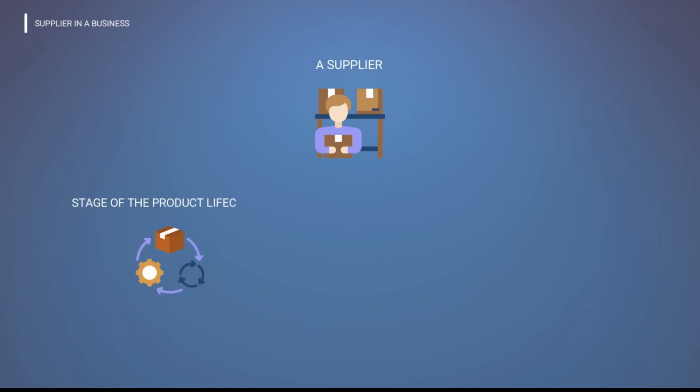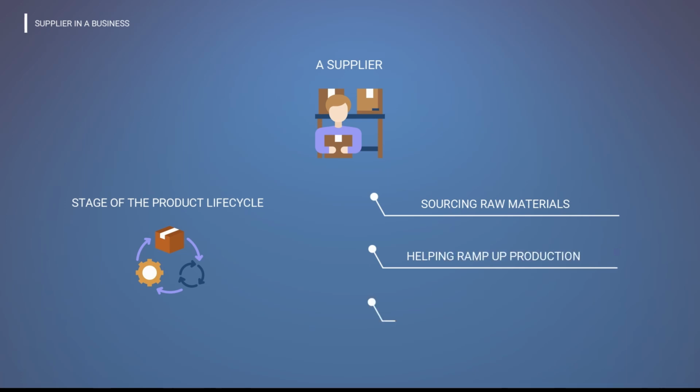Suppliers have a hugely important role at every stage of the product life cycle, from sourcing raw materials to helping ramp up production and finding better options for raw materials. As the market starts becoming saturated, companies need to work closely with their suppliers to get the best out of their products.